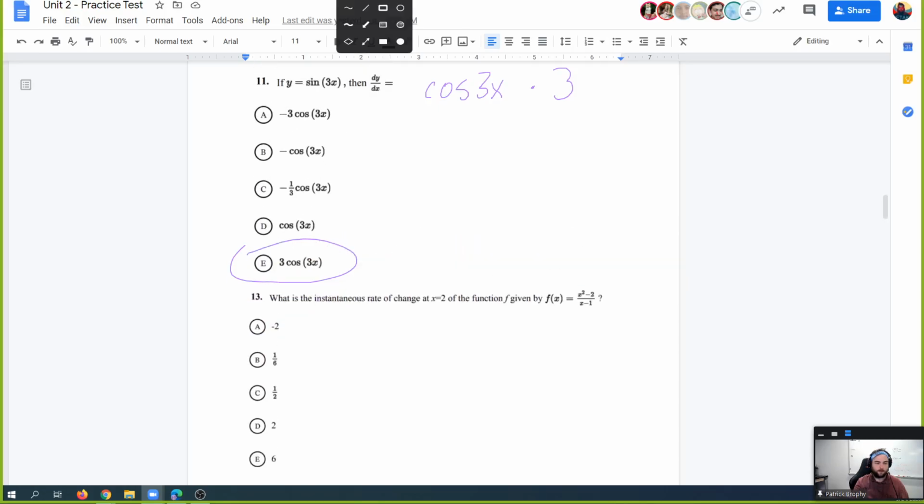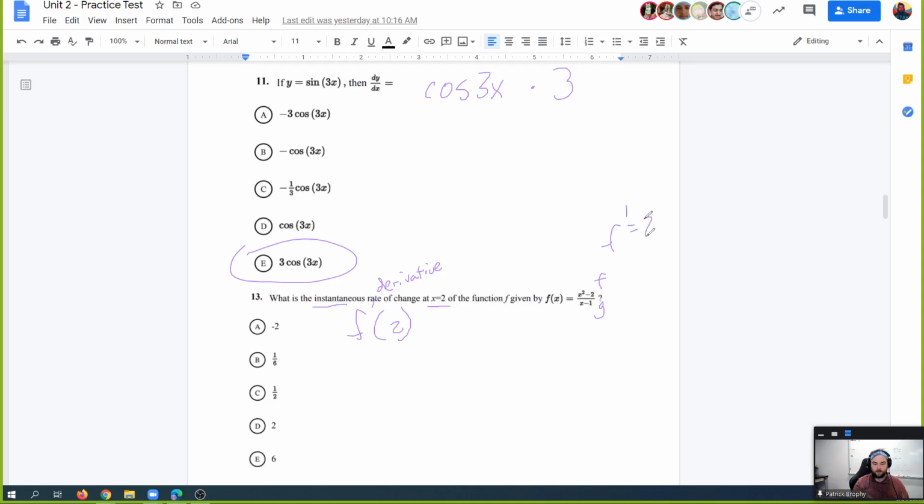Let's do 13 on the bottom. Same thing. Instantaneous rate of change at x equals 2 of the function. When I say instantaneous, that means find the derivative at x equals 2, f prime of 2. Instantaneous rate of change. Rate of change means derivative. And at the instance when x equals 2. So it looks like a quotient rule again.